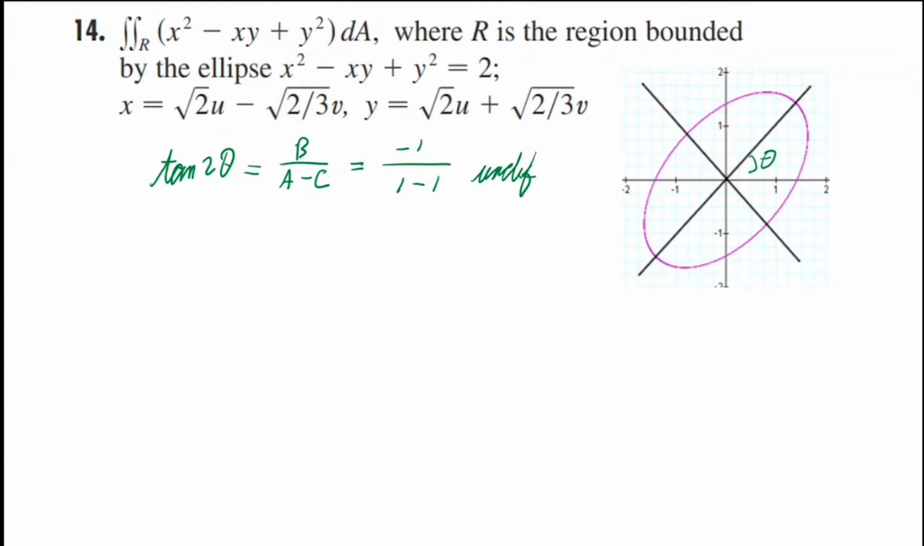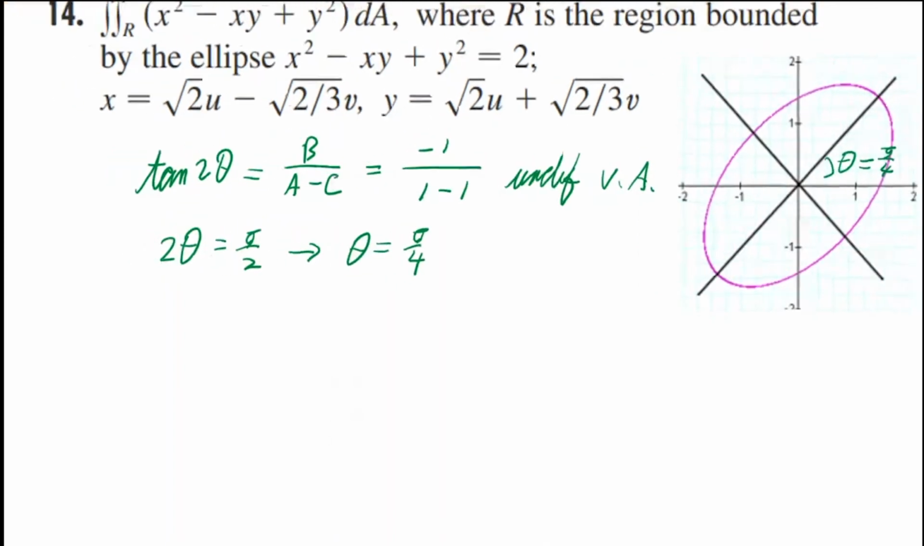This is why people use cotangent, by the way, because cotangent is easier, but we can still make this work. Where does tangent have a vertical asymptote? Because undefined means vertical asymptote, correct? So tangent has a vertical asymptote at pi over 2, correct? So that tells you that theta is equal to pi over 4. So our degree of rotation is pi over 4. With me?